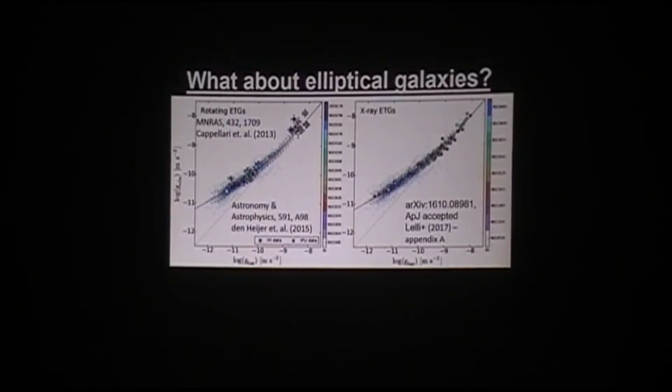Recently, people have tried this. So far, I've talked about disk galaxies, rotating ones. What about ellipticals? Before, people only had data out here, from what are called integral field unit observations, which look at the stars. But it's difficult because you can't really tell the balance between rotation and random motions in an elliptical very well, so it's hard to do properly.